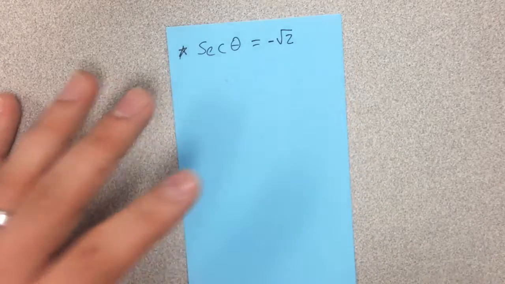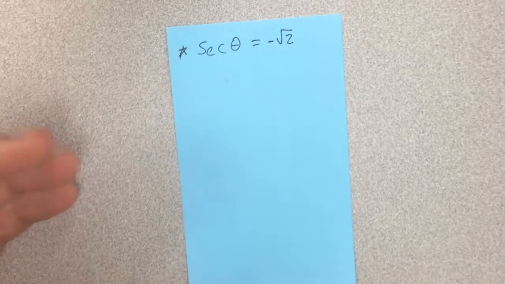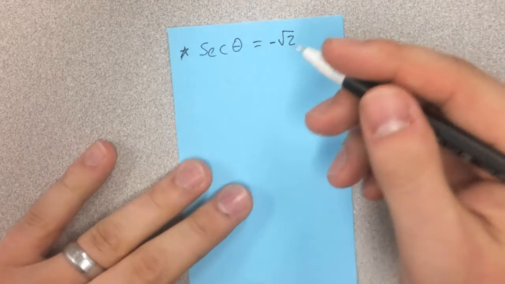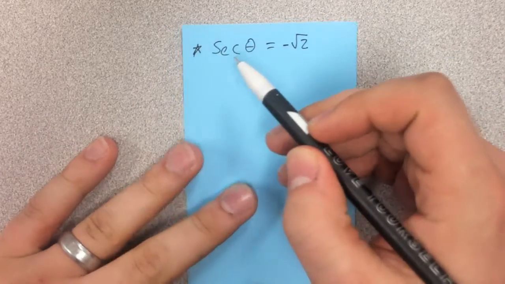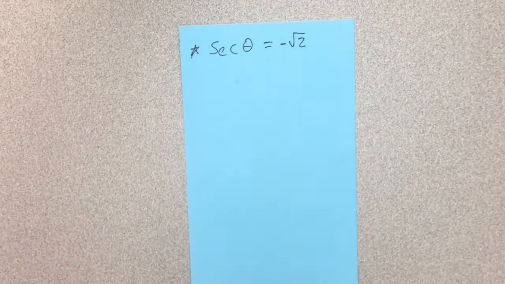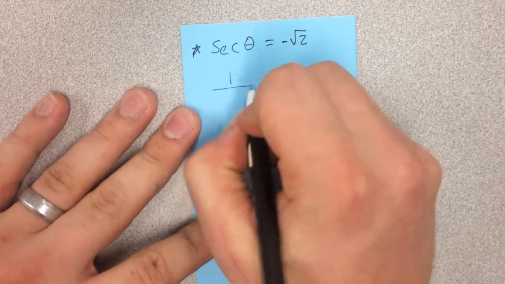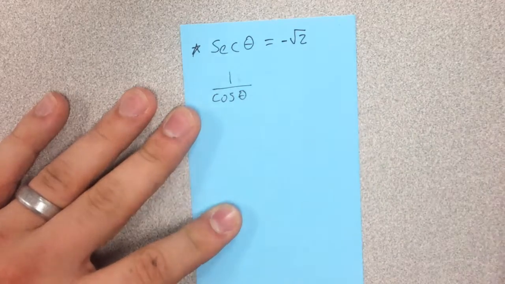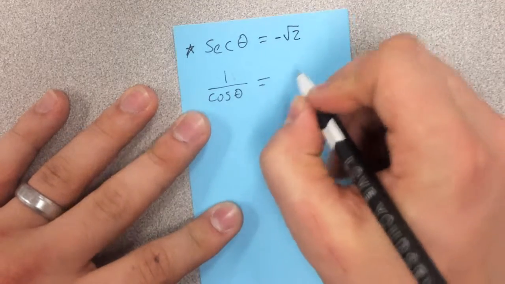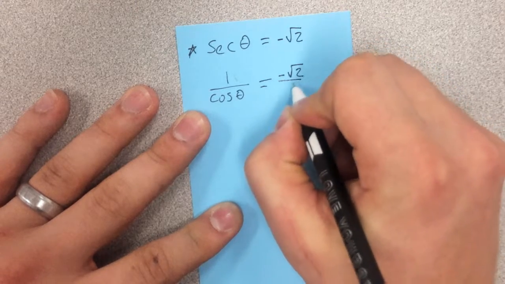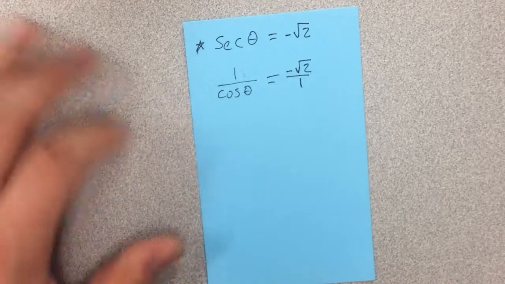But sometimes we don't have those ones memorized, right? Those ones are harder, because they're a little bit different. So what we can do is go ahead and actually change this into sines and cosines or tangents. Now secant is 1 over cosine. So I'm going to start by just writing that out as 1 over cosine. Okay, that's equal to, now I'm going to go ahead and make this negative root 2 over 1, and you'll see why in a second.